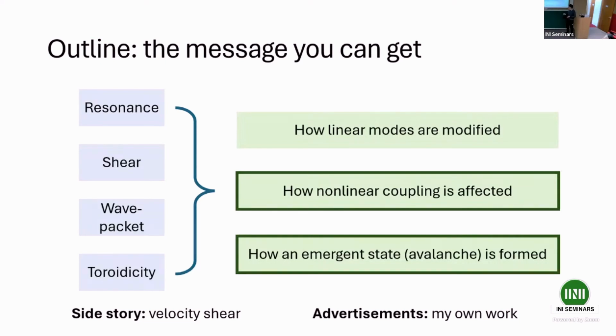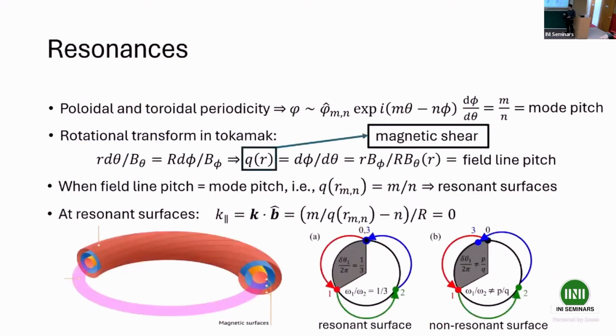As said, after this talk, if I have time, I will give you a sad story about the velocity shear. Since in this talk, I mainly focus on the magnetic shear. And another thing is, you cannot listen to this talk for free. There is advertisement time. During the advertisement time, I will briefly introduce my own work, how the stochastic magnetic field modifies the plasma dynamics. Okay, here comes the show.